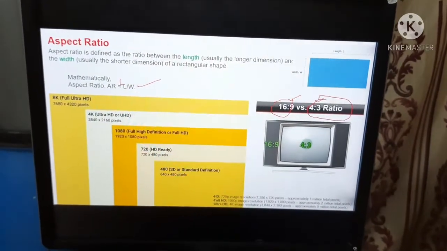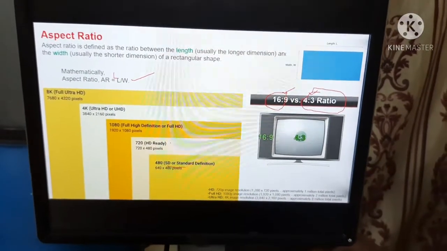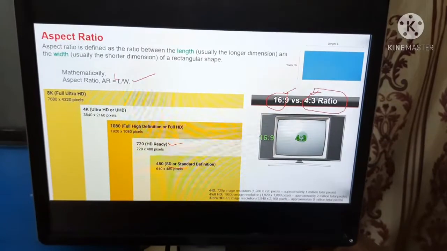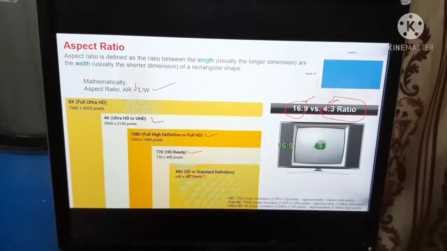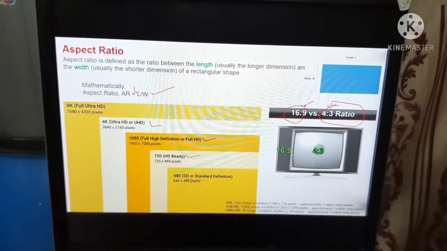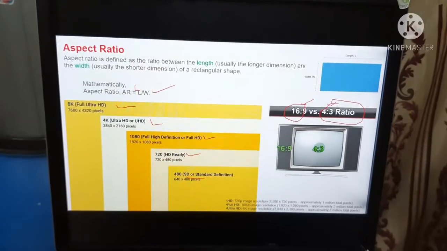Now you can know that there is standard definition, HD ready, full HD, and now it is coming as 4K, that is Ultra HD, and full Ultra HD, that is 8K. For all of these, there is a different aspect ratio.